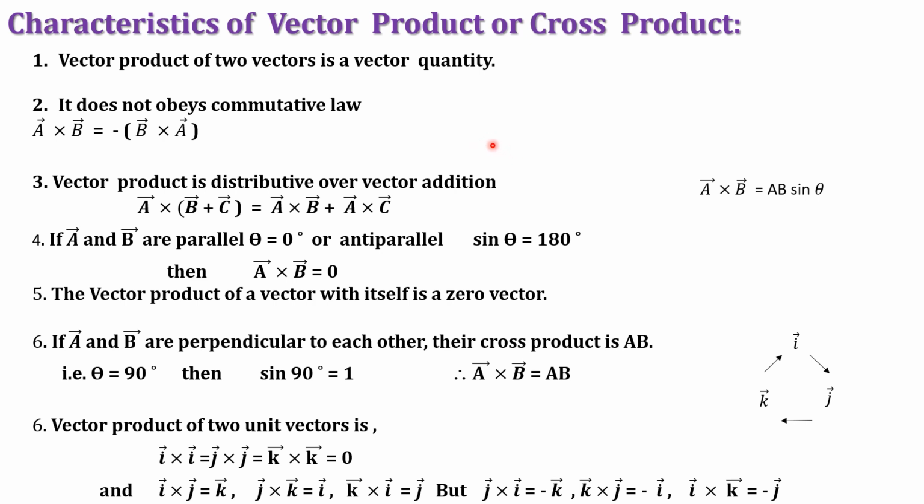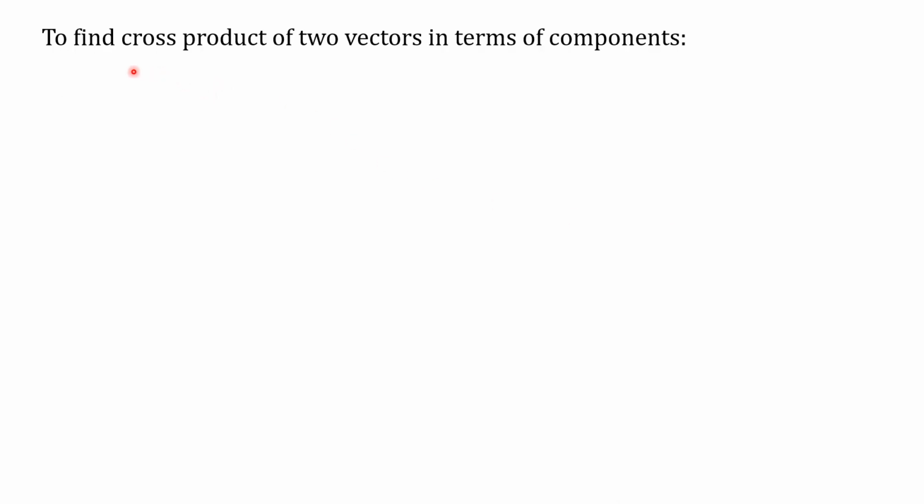Now we see the next term, the cross product of two vectors, if we know their components. That component form we discuss here. To find the cross product of two vectors in terms of components, we choose two vectors. Vector A is taken as vector I Ax plus vector J Ay plus vector K Az. I, J, K are the unit vectors along X, Y, Z. And what are the components of the vector A along x, y, z? Ax, Ay, Az.